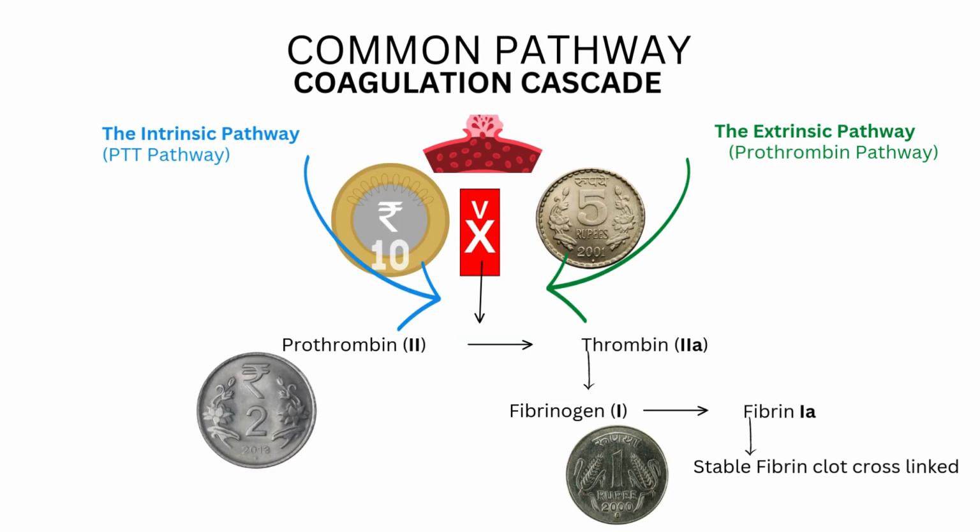The easiest way to remember the factors involved in the common pathway is to remember the currency coins that we commonly use or have come across. The 10 rupee coin, 5 rupee coin, 2 rupee coin, or the 1 rupee coin. That's factor 10, factor 5, factor 2 and factor 1.